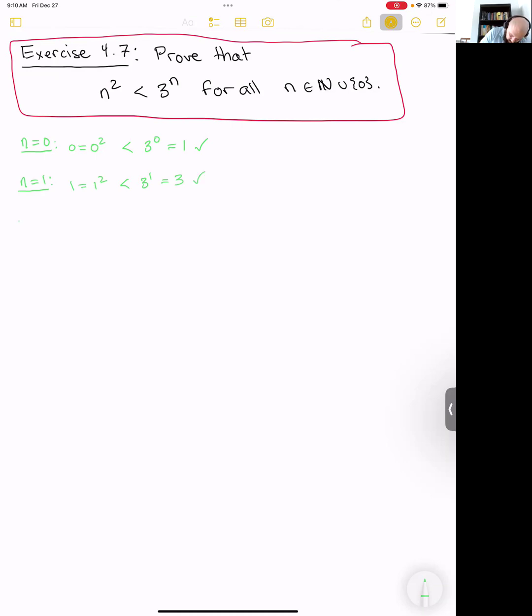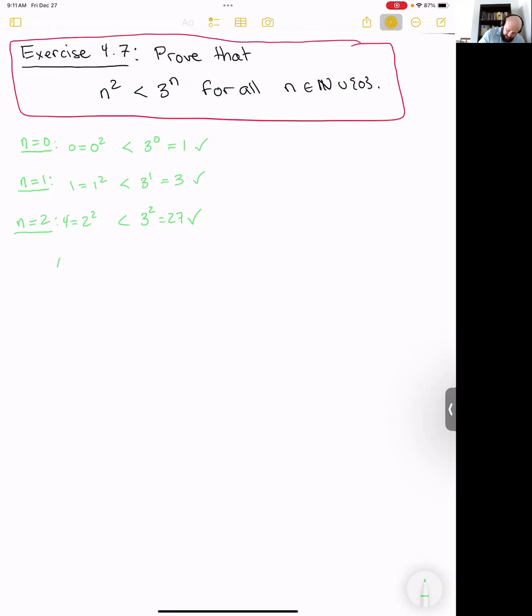Okay, let's see a slightly more interesting case here, n equals 2. Now we get 2 squared is supposed to be less than 3 squared. Well, that also makes sense because they're both squared and one has a larger base. Again, that doesn't prove anything, but it gets us some familiarity with what we're doing here. The point is that we expect an exponential like 3 to the n to grow faster than something quadratic like n squared.